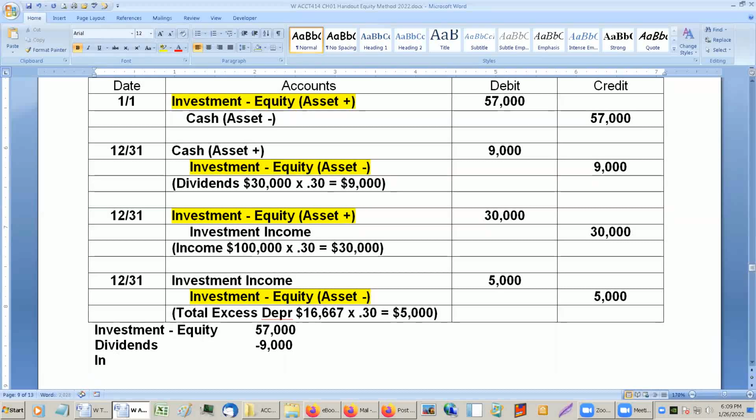The income, plus 30. A little better. And the depreciation.